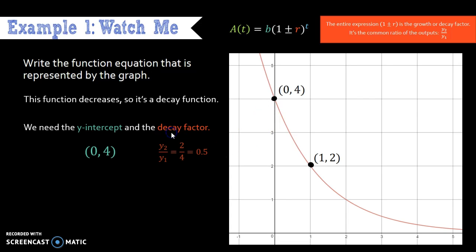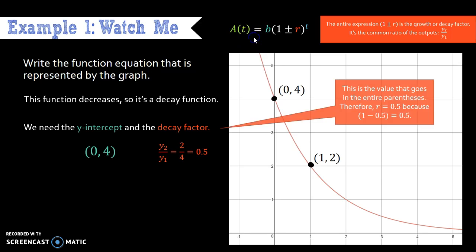The decay factor is found by taking your outputs and dividing them. So I'm going to take this output, which is 2, and divide it by the output that comes before it, which is 4. And when I do that, 2 divided by 4, I get 1/2 or 0.5 as the decay factor. I've got all the pieces that I need. Now I just need to go fill into this equation or this function up here.